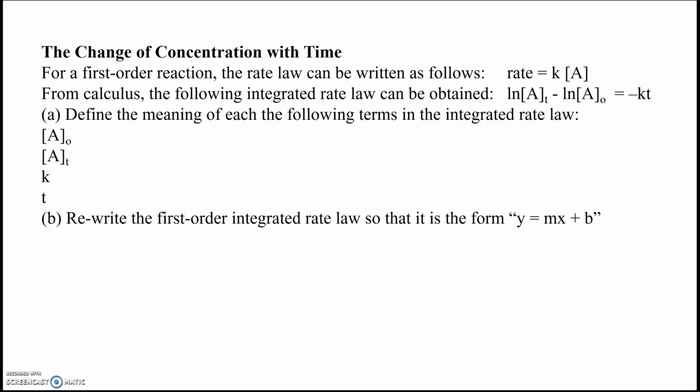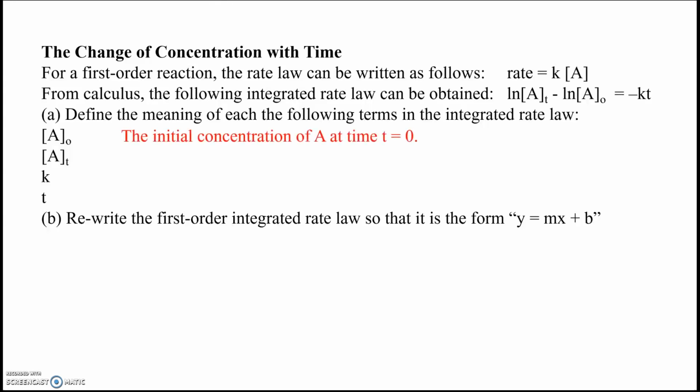All right, let's look at the concentration change with time and see if we can get something that we can make sense out of. For a first order reaction, the rate law is rate is equal to k times A. And if I put this into calculus, which we are not going to do, I get that the rate law is the natural logarithm of A at some time t minus the natural logarithm of A initial is equal to kt.